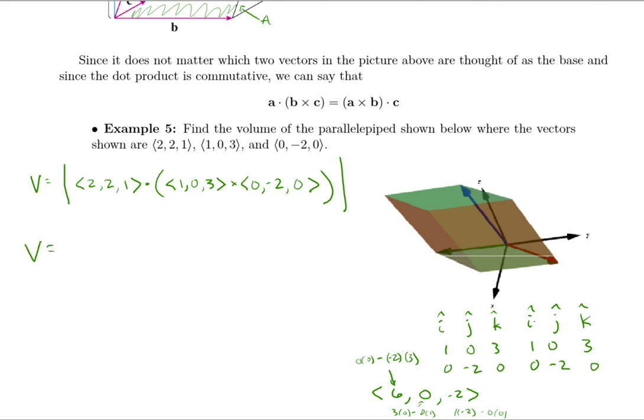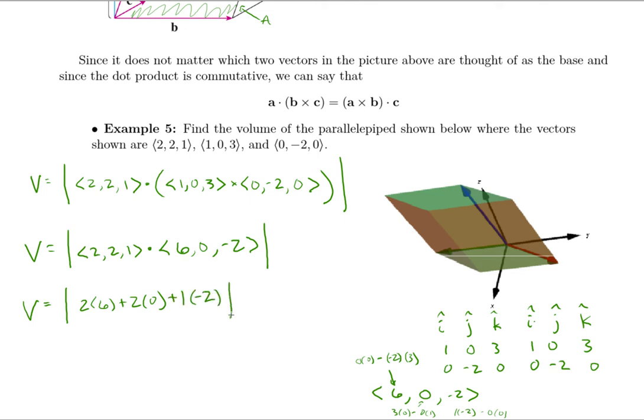So the volume is equal to 2, 2, 1, dotted with 6, 0, negative 2. And then the dot product compared to the cross product is real easy, right? 2 times 6 plus 2 times 0 plus 1 times negative 2, which is going to give me 12 minus 2. So that gives me a volume of 10 cubic units.